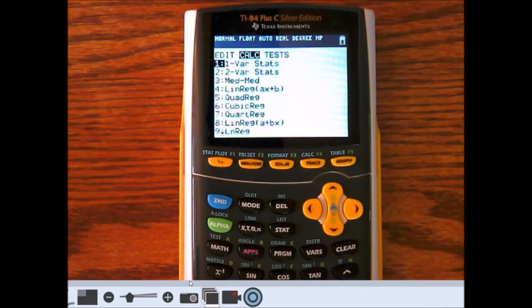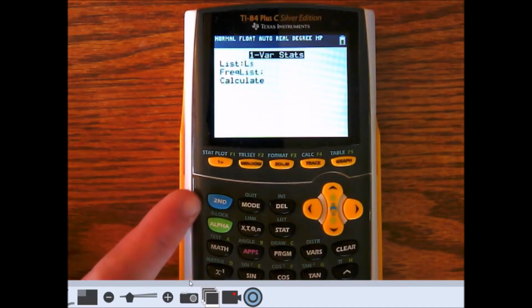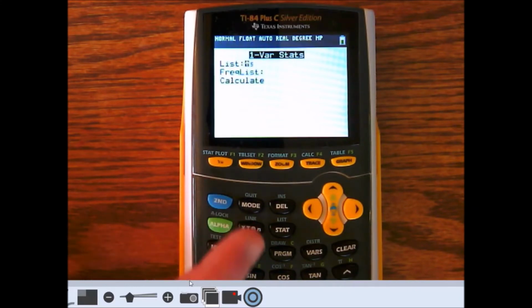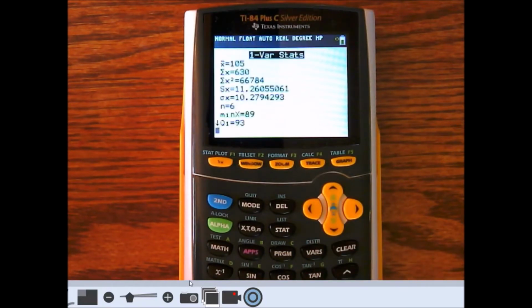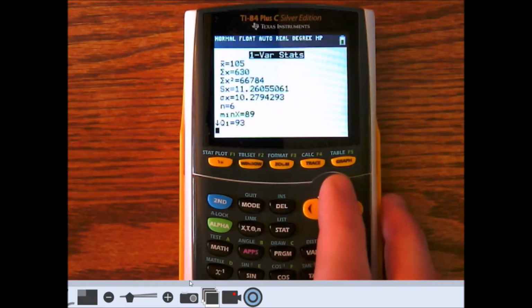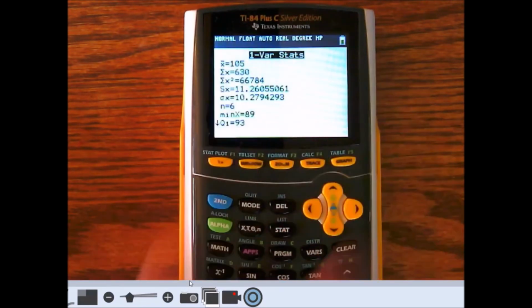So if you go over to calc and do one variable statistics, you might have to change the list. I know its default is L1. I've been playing around with it, and I have it at L5. To change it back, I'm going to hit second stat, and that brings up my lists, a list of lists, and I want to use list 1. So it's going to give me all of the calculations for L1. And you can see at the very top, the sample mean is 105.